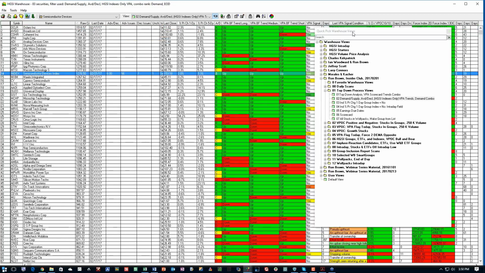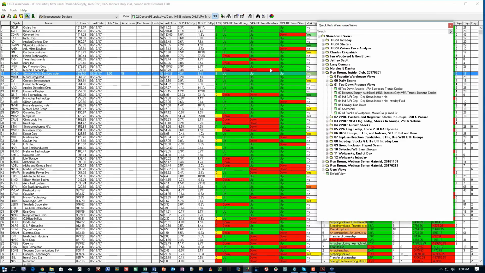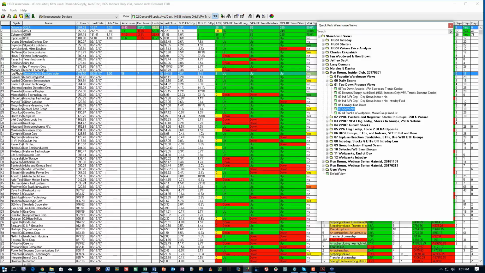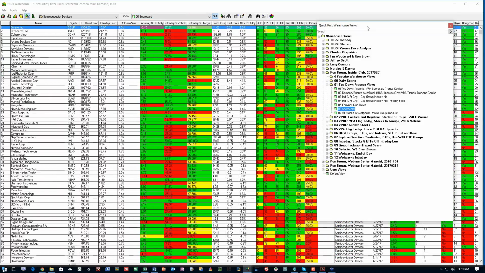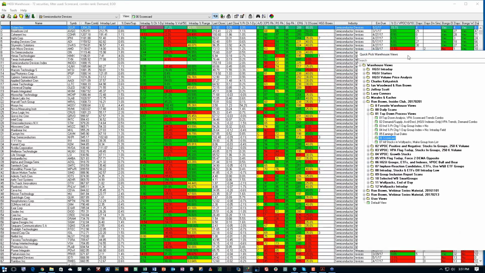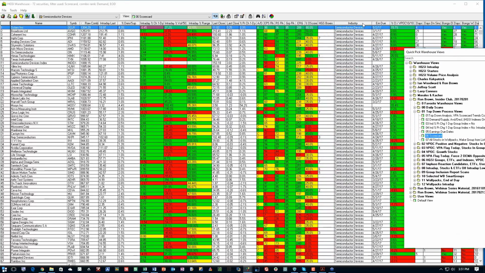Now I have to go to a different view because this is for indexes, this number 2 view under top down. So I merely drop down to view number 6 under here, which is my scorecard view. These are all semiconductors, and I'm sorted on raw combo. This information is actually from last night, from the last update.